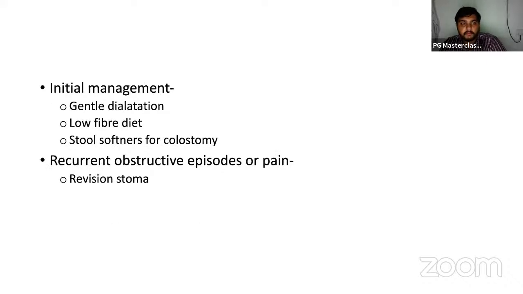Initial management is gentle dilatation with dilators, Hegar dilators, and a low fiber diet and stool softeners for colostomy. If there are recurrent obstructive episodes or recurrent colicky pain, a revision stoma can be done if the patient is non-compliant and complaining again and again of similar episodes.